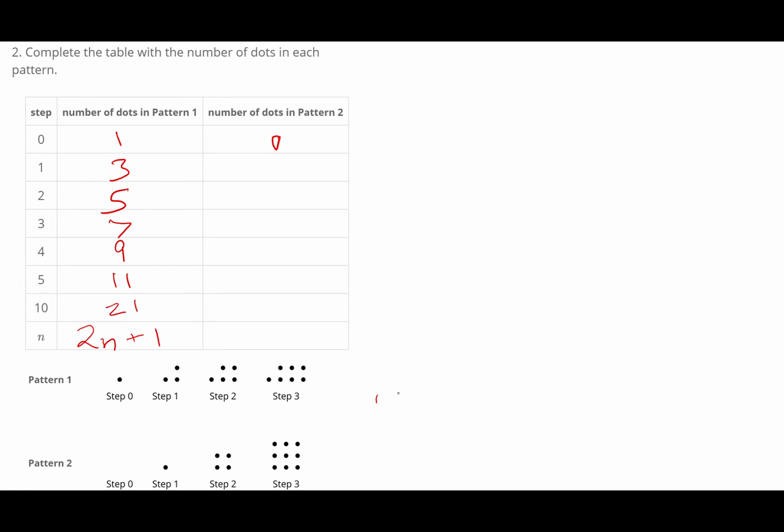For pattern 2, we have step 0 has 0 dots, step 1 has 1 dot, step 2, because we had these 2 rows and 2 columns, we had 2 times 2 or 4 dots. Step 3, we have these 3 rows and 3 columns, giving us a total of 9 dots. Take a moment now to see how many dots there would be in step 4, 5, and step 10, and also see if you can come up with an expression for the number of dots in pattern 2.